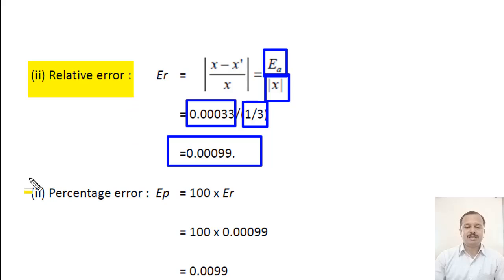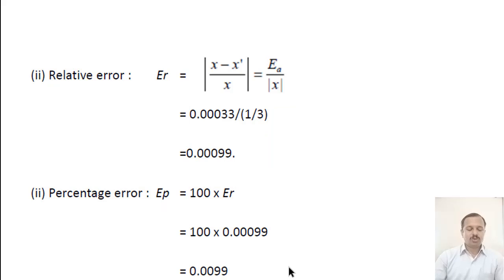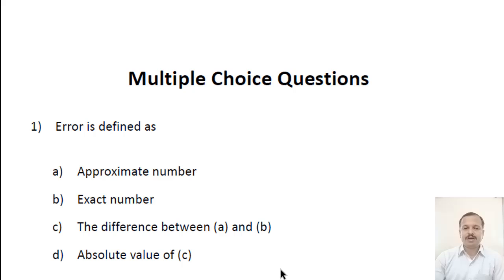Now the percentage error, the final stage, is very simple. It is relative error multiplied by 100. So that stands for the percentage error. We have computed relative error as 0.00099. If we multiply that by 100, the final answer is 0.0099. So this is the percentage error of the given number. This is how we can solve the given numerical example using the simple formulae, the definitions which we discussed in the beginning.